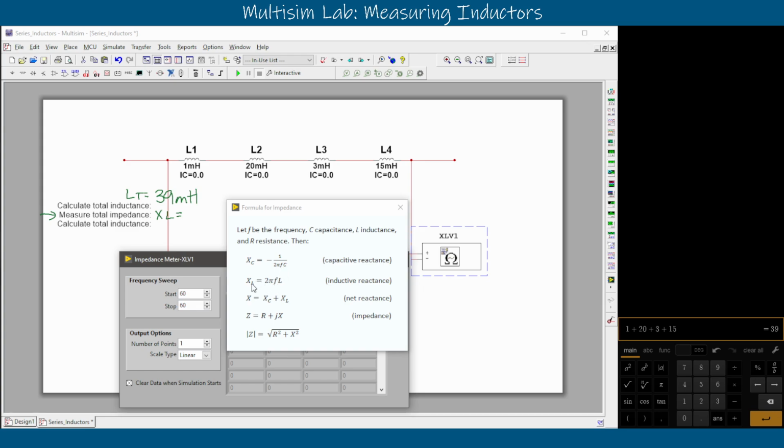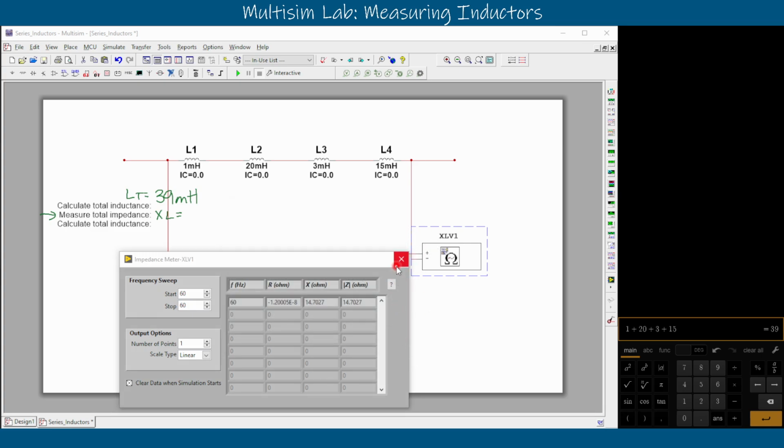So we want to use XL because we just found XL, and we can calculate our L out of that, right? Because XL equals 2 pi FL. 2 pi is our circle rotation. That's a full rotation of a circle. F is how fast we're moving around that circle, and L is the impact of our inductance. And so we want to solve for L out of that equation. So that's what we're going to do.